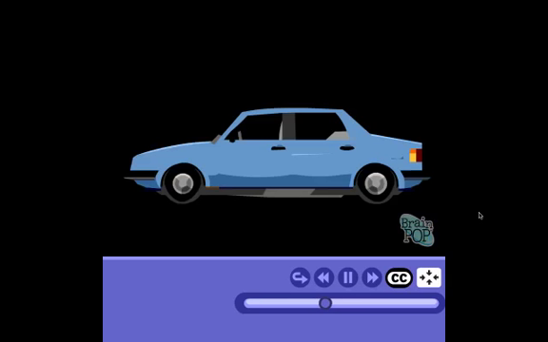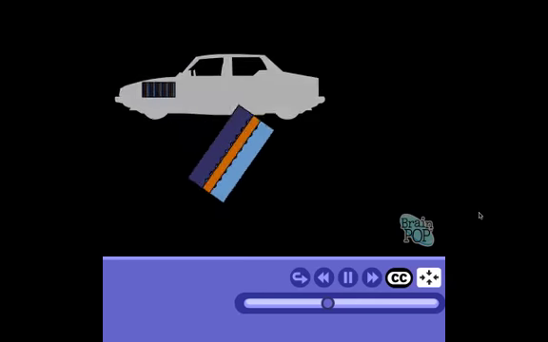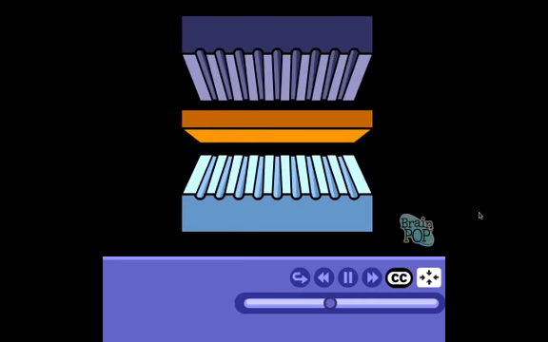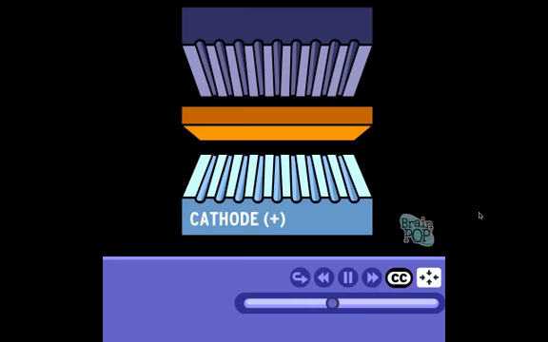The most common type of fuel cell is powered by hydrogen gas. It's a little like a battery with a positively charged cathode and a negatively charged anode. Sandwiched between the anode and the cathode is the electrolyte, which is coated with a catalyst.